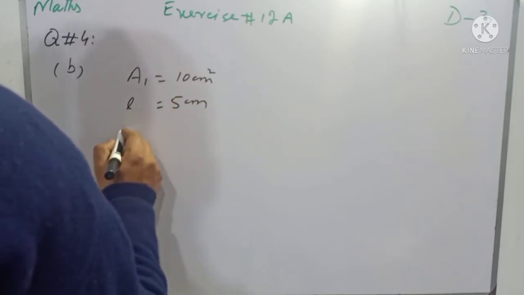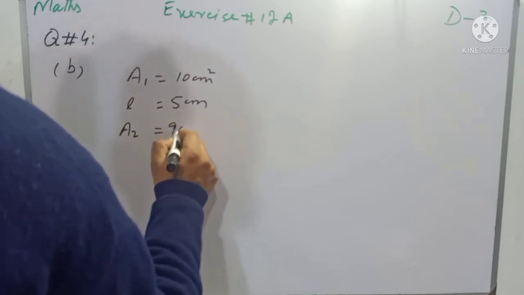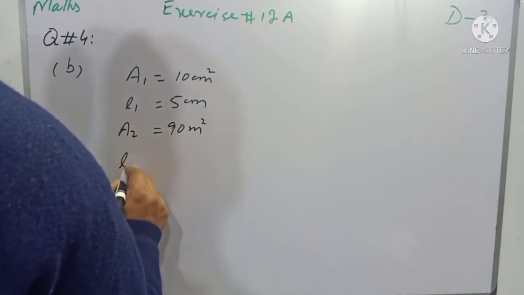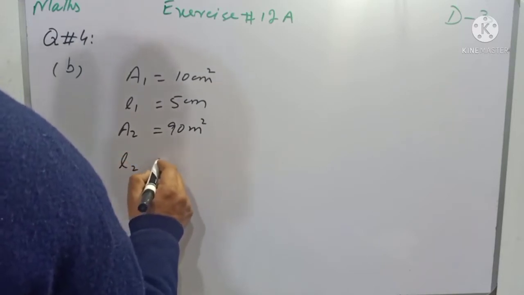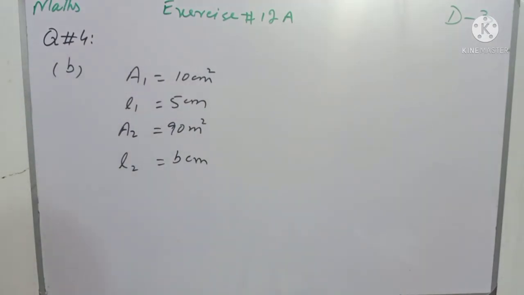And students, area 2, or the area of the second figure, is 90 centimeter square, and the length of the second figure, L2, is B centimeter, and now we have to find the value of B.